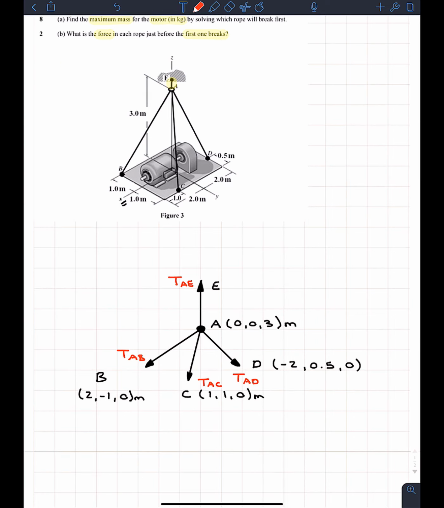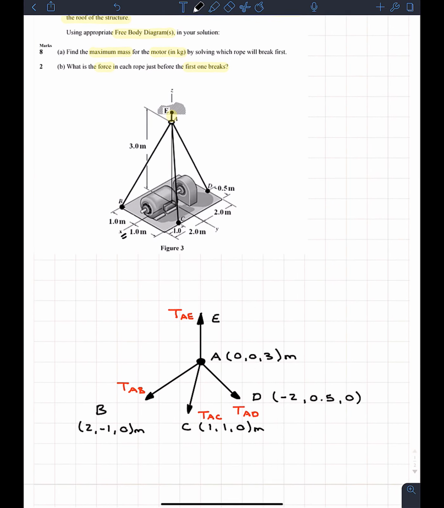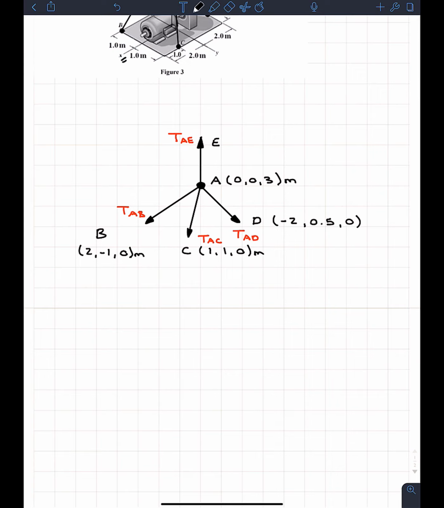So remember, I said we have 3 equations, and for this motor to be truly stationary, it's going to have 3 forces. Sum of the forces in X equals 0, sum of the forces in Y equals 0, and sum of the forces in Z equals 0. So it's just like 2D.